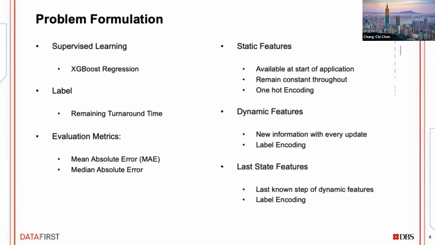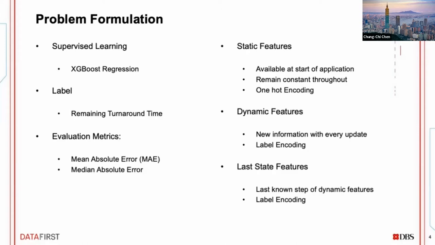So moving on to the problem formulation, the supervised machine learning model being used for this project is XGBoost, and the label or dependent variable that we are predicting is the remaining turnaround time. Evaluation metrics being used would be the mean and median absolute error. Now for the input features, this can be split into static, dynamic, and last state features. So static features are available at the start of the application and they remain constant throughout the application process.